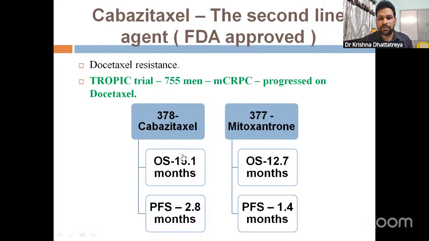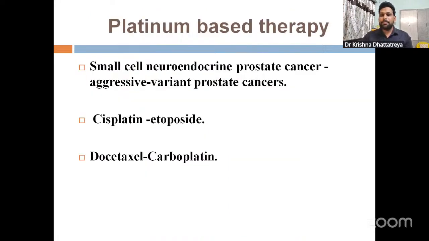You can see the overall survival is 15.1 months with cabazitaxel, whereas with mitoxantrone the overall survival is 12.7 months. And the progression-free survival is around 2.8 months with cabazitaxel and 1.4 months with mitoxantrone. So this is the study which has shown that cabazitaxel is the second line of agent. So what about the platinum-based therapy?